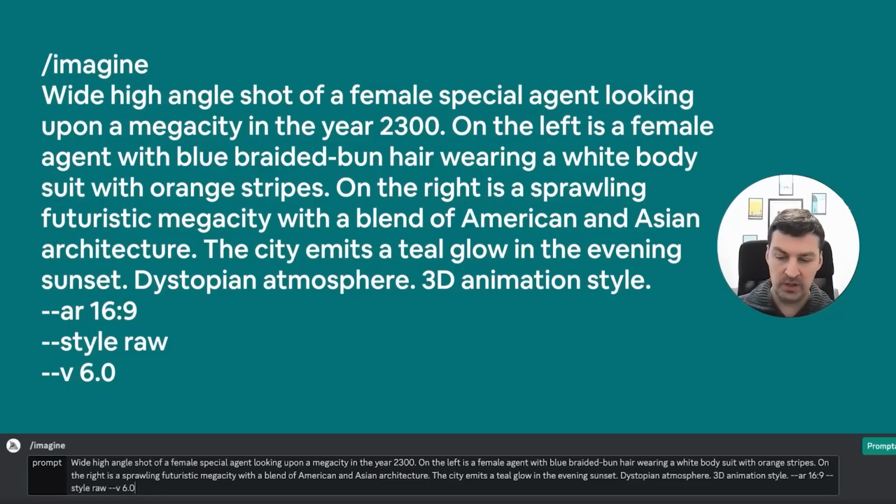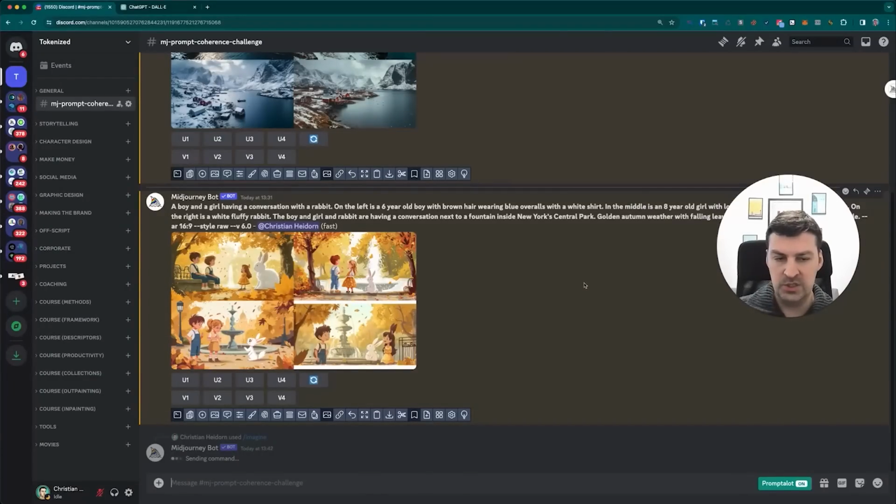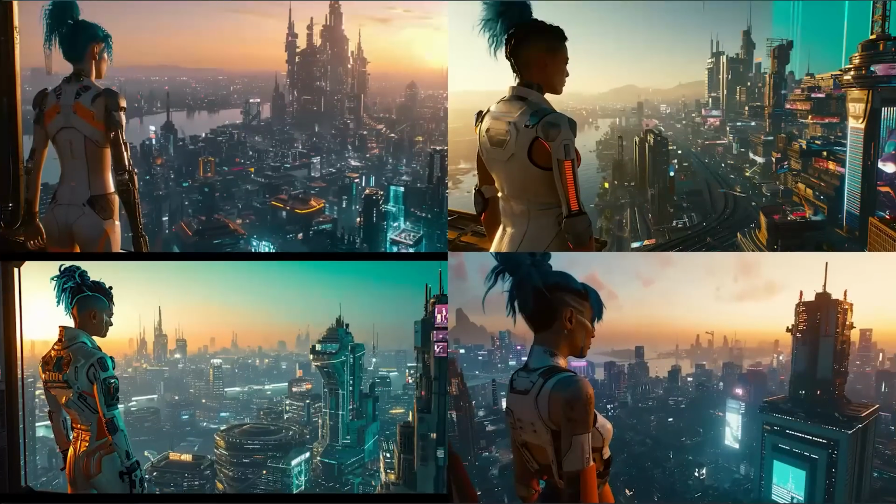On the right is a sprawling futuristic megacity with a blend of American and Asian architecture. The city emits a teal glow in the evening sunset, dystopian atmosphere, 3D animation style, and again our parameters. Let's generate this set.